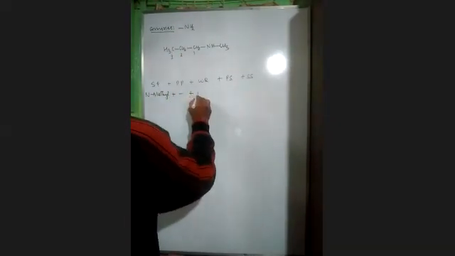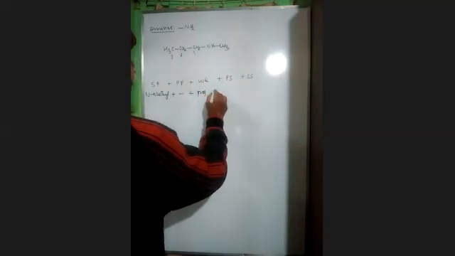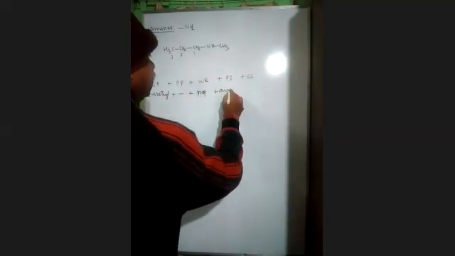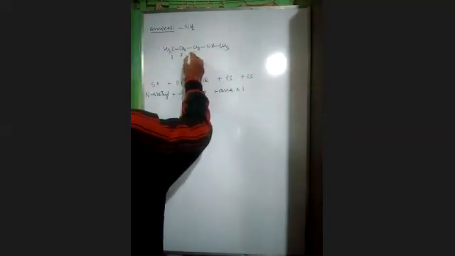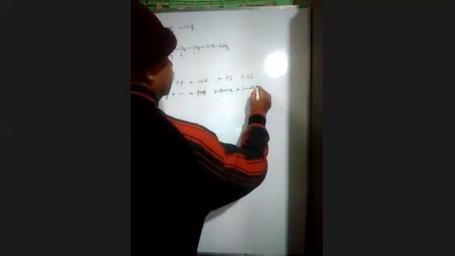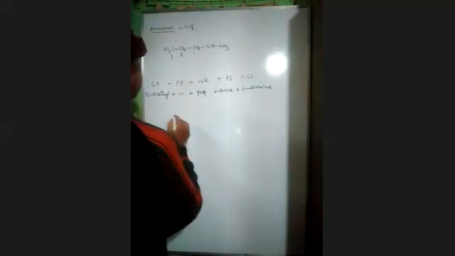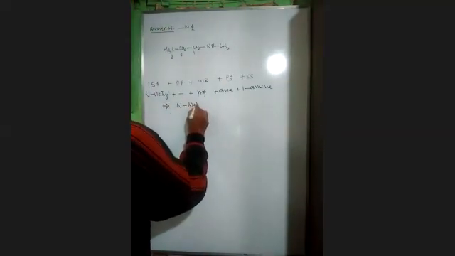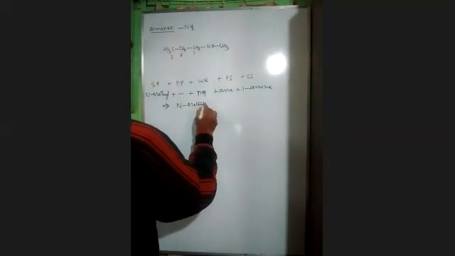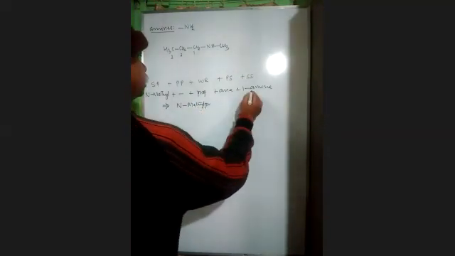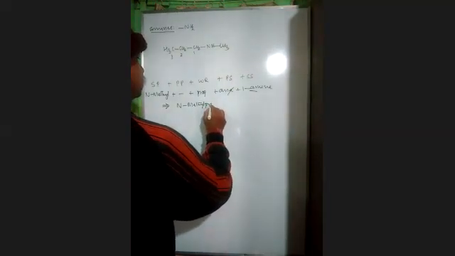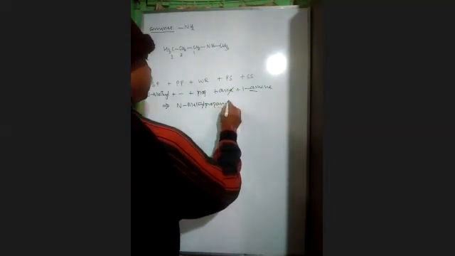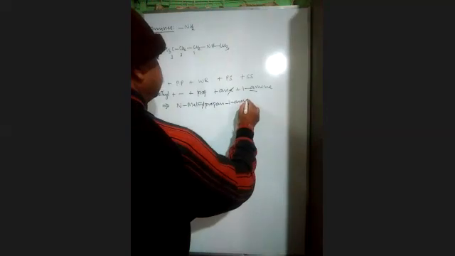3 carbon, prop, ane. The amine is on the first carbon. So the name is N-methylpropan-1-amine. Please don't forget this one. Amine.